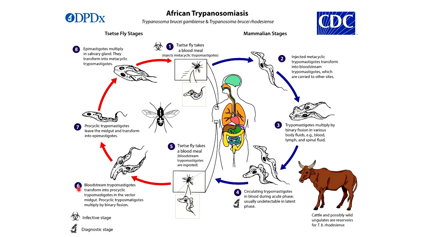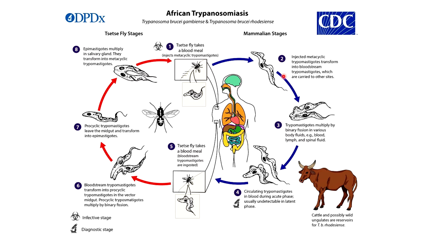So going into the life cycle of Trypanosoma brucei, the way you first get infected with this parasite is a tsetse fly bites a human and takes a blood meal from the human. When that happens, metacyclic trypanomastigotes get injected into the human's bloodstream. Once they're inside the bloodstream, the metacyclic trypanomastigotes transform into bloodstream trypanomastigotes, and then they can be carried to other sites through the blood.